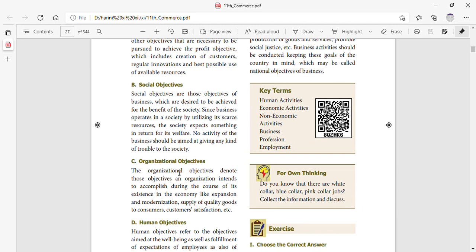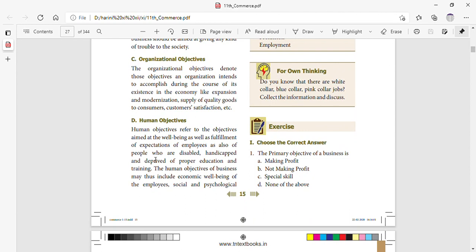Organizational objective. What does the organization want to perform? Why is it in that business? Like it wants expansion and modernization. Its objective is to supply goods to the customers. And human objectives. The human objective is that it will employ a lot of people. Those people may be disabled, they may be handicapped, deprived of proper education.